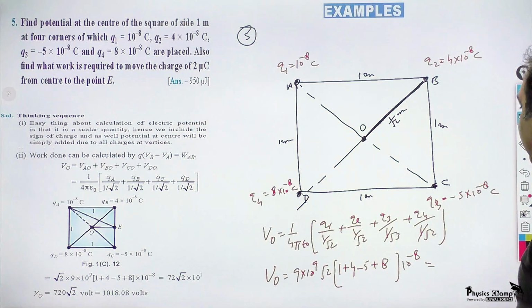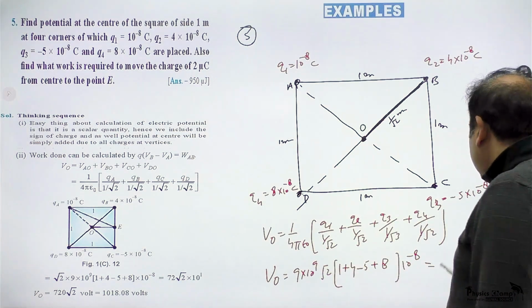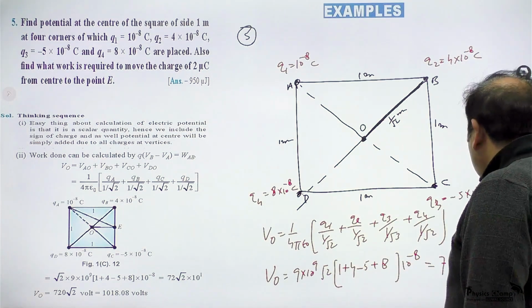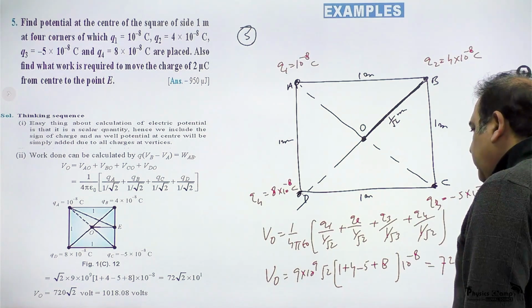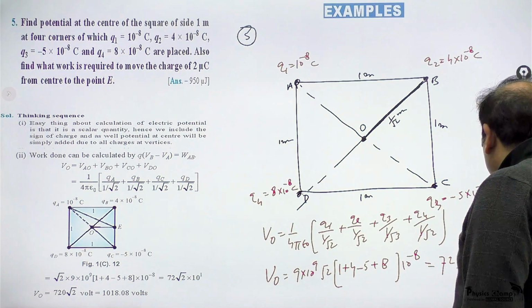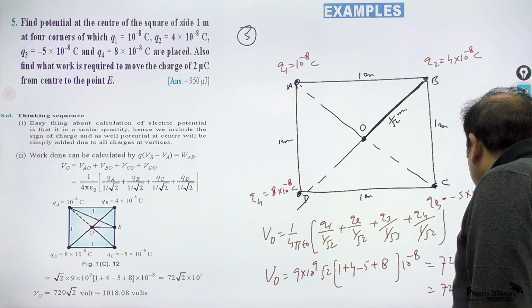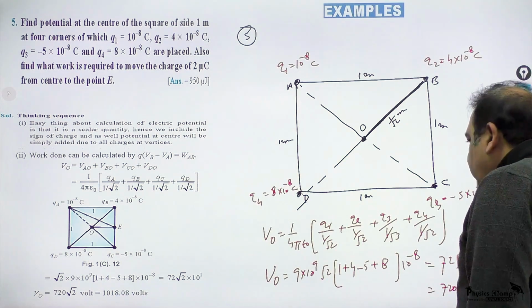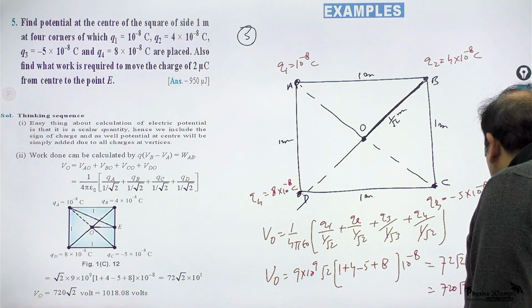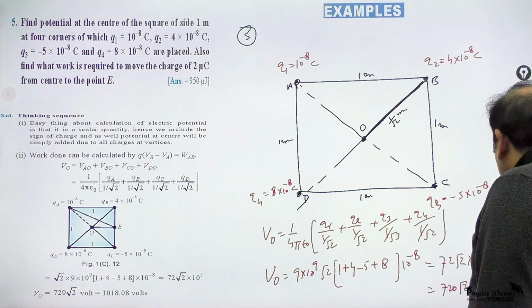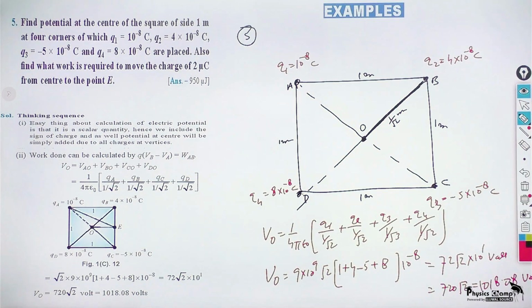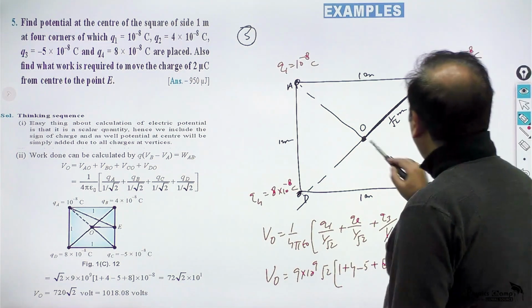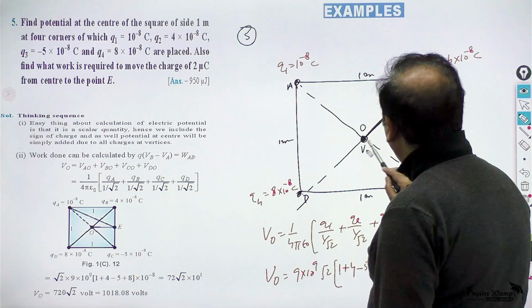So finally we are getting 8 into 9, 72 root 2 into 10 to the power 1 volt, or 720 root 2 volt, which is 1018.08 volt. So what we have obtained till now? Potential at point O. We could get it.